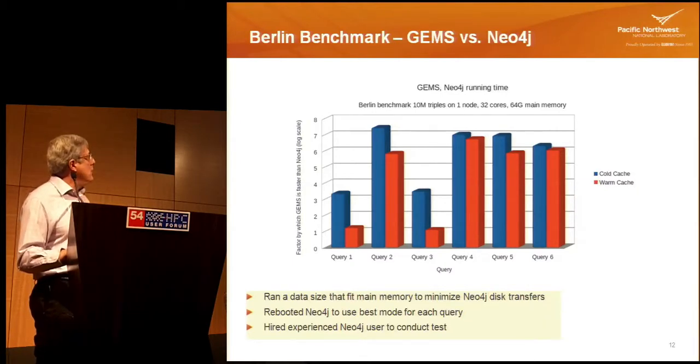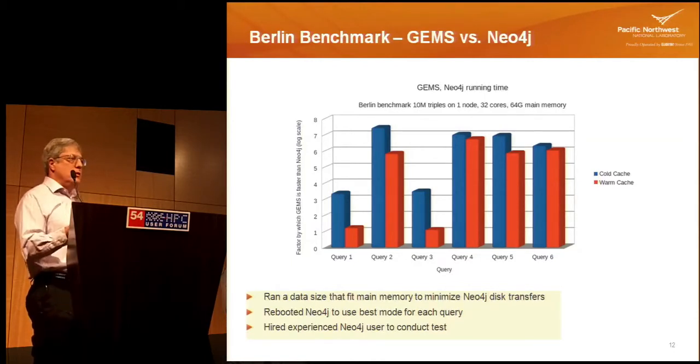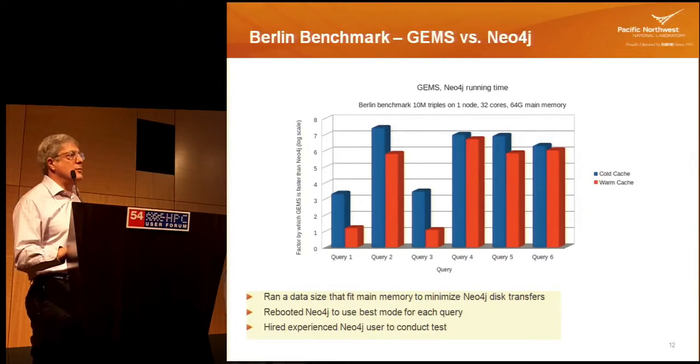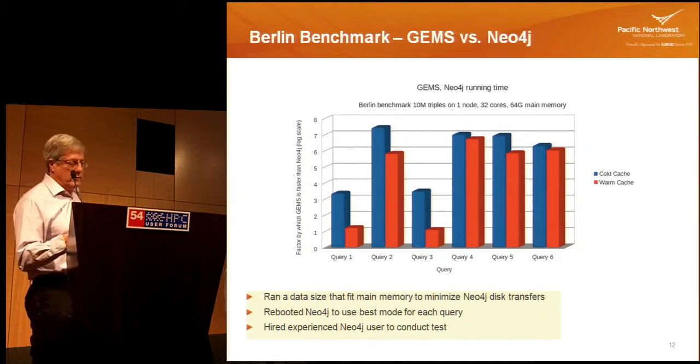For 2 of the queries, 1 and 3, in warm cache, GEMS was about the same performance as Neo4j, but for all the other queries, were a factor of about 3 to 7 times faster. Neo4j is sort of stuck on a single server system. We can expand the problem, as you saw, for 1 billion triples, and even we're running Berlin at, I think, the largest we've done is 50 billion, because we can expand over multiple processors.